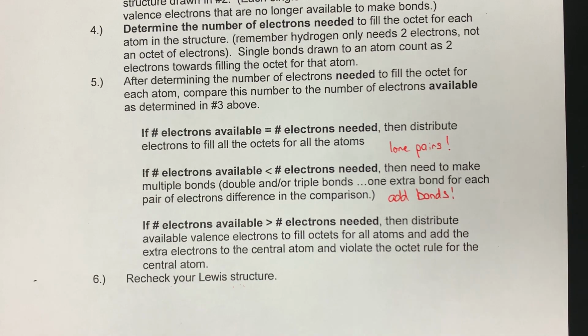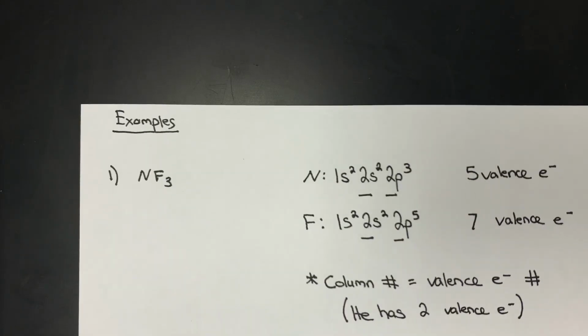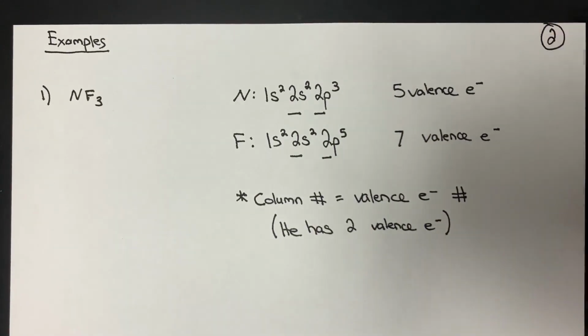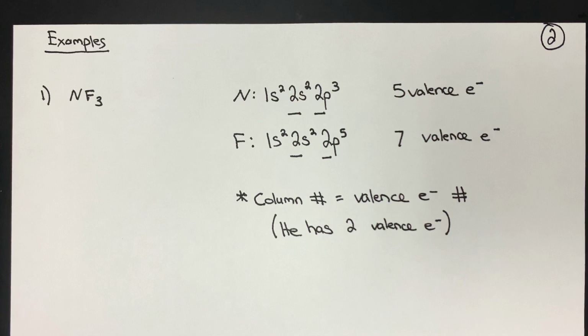Okay, let's jump right in then. We are going to start straight away with, I don't know, a pretty straightforward example, I guess. We're going to start by talking about nitrogen trifluoride. Okay, so the first thing I've done is I've looked to determine the total number of valence electrons.